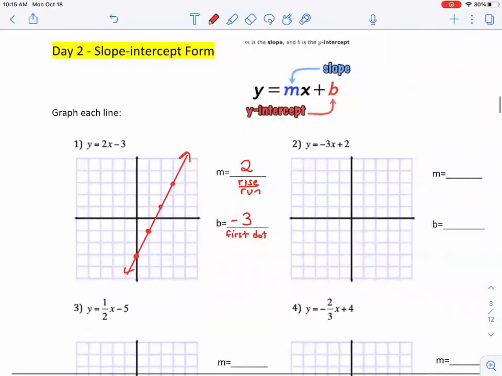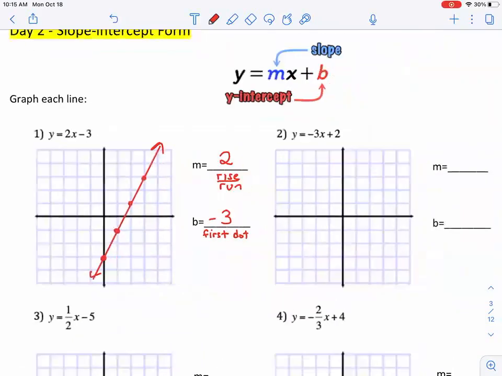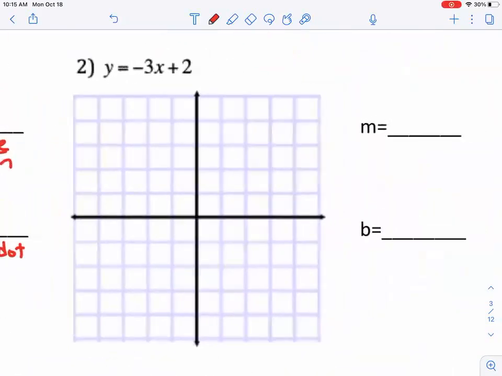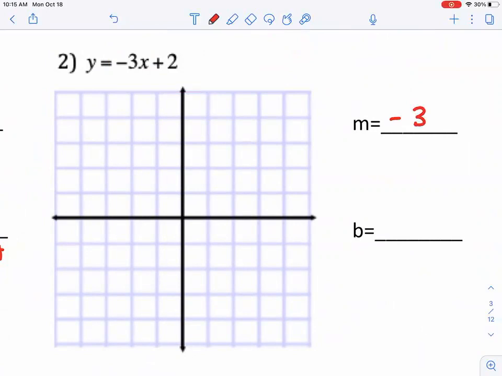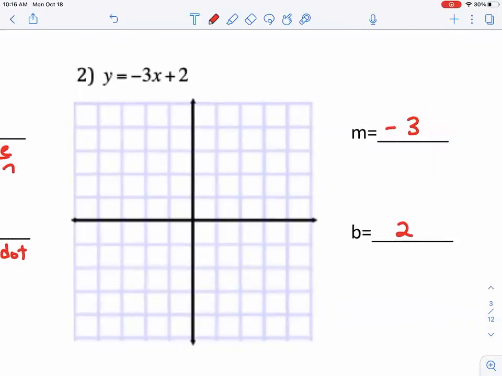All right, so to do problem 2, my slope is always the number in front of x, which is -3. That's our m, or slope. And our y-intercept is the number on the end, so that's going to be 2. So remember, the b value or the y-intercept is where you start on the y-axis. So put a dot at +2 on the y-axis.